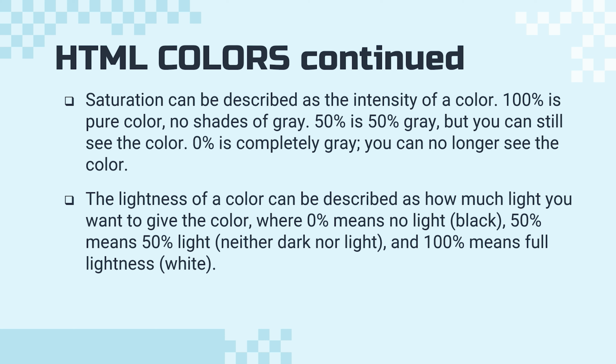The lightness of a color, which the L stands for, can be described as how much light you want to give the color, where 0 means no light, therefore black. 50% means 50% light, so it's neither dark nor light, it's in between. And 100% means full lightness, which is white. Now that we know all this about colors, let's put this into practice in Visual Studio Code.